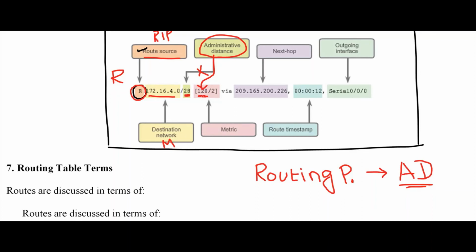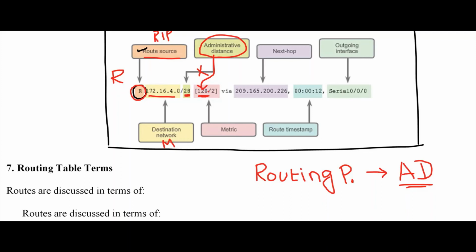Okay, the administrative distance value is 120. For the OSPF routing protocol, the administrative distance value is going to be 90. So there are plenty of routing protocols available. Every routing protocol is going to have an administrative distance value. So that administrative distance value is coming here.